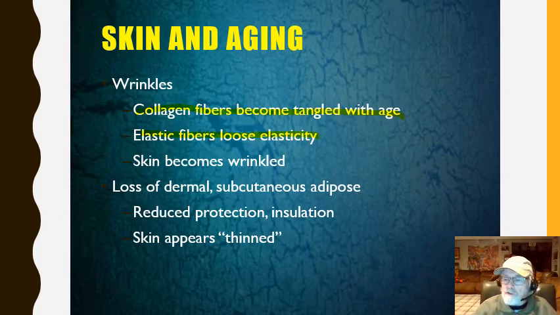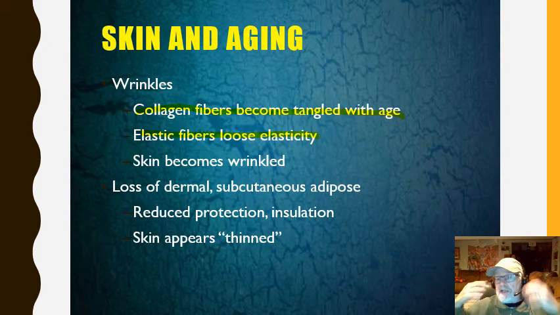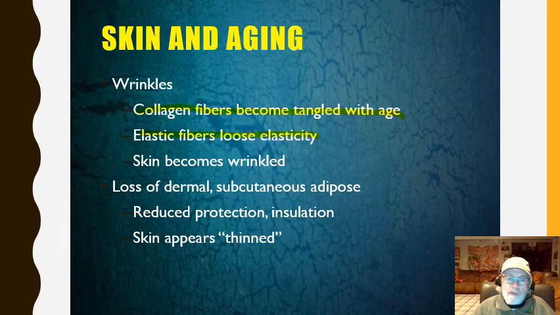You see all these commercials now for all these skin agents. If you rub them on, what happens is it tightens up the skin. It increases the elasticity of skin to make it look three months younger or something like that. So when the collagen fibers become tangled and you lose the elasticity, the skin becomes wrinkled.